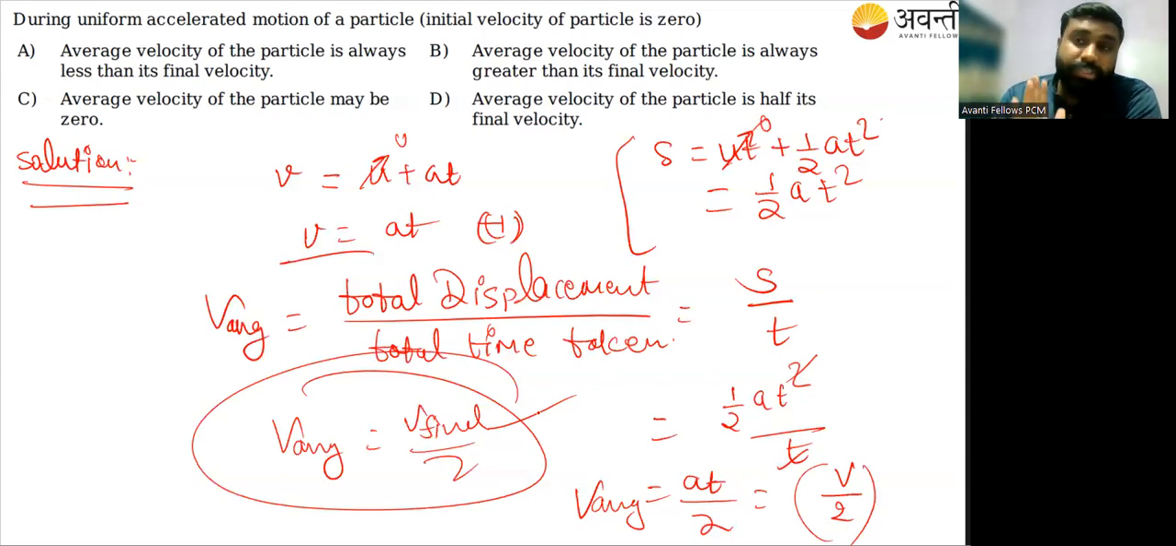Now, if this question is an MSQ, a multiple select question, you need to select option A because average velocity is always less than its final velocity. But in this question, you can say that V average is half of V final, and that is option D. Okay, so let's just talk about the MCQ. The exact value is given to you and the exact option is matching also. So option D is the correct one. Now, move on to the next one.